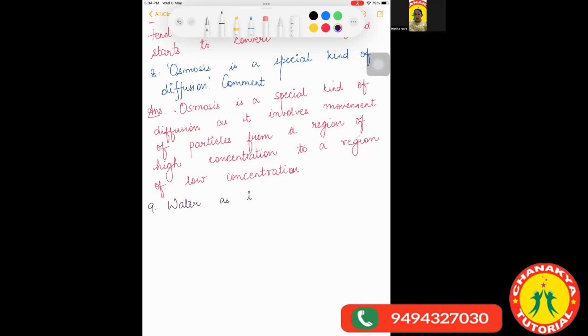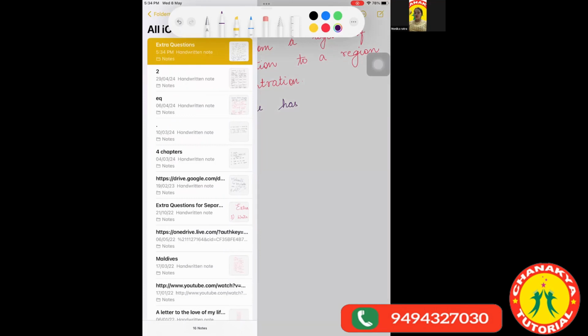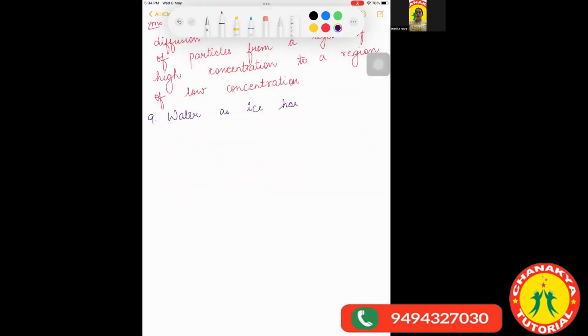Ma'am, wouldn't osmosis be through a semi-permeable membrane? Is that important to mention? In biology, yes. In chemistry, we are comparing osmosis and diffusion. So how are they both related? They are both related as their movement occurs from a region of high concentration to a region of low concentration. We have nothing to do with the semi-permeable membrane, because we just need to relate diffusion with the process of osmosis.